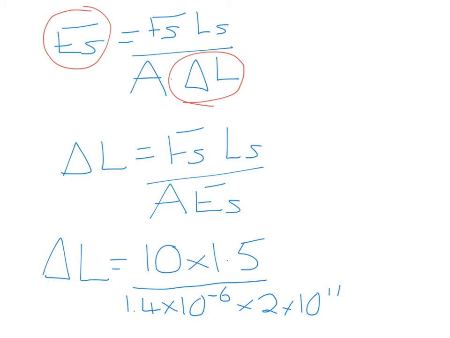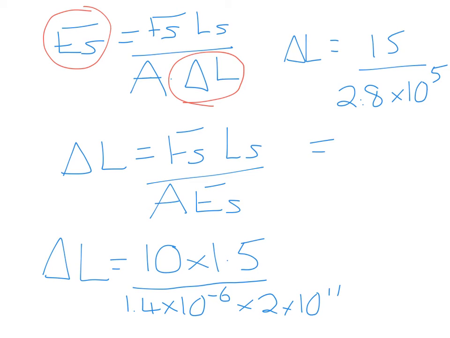Okay? Now, what I would do here, before you whack all that into your calculator, I'd simplify it. So the change in length, 10 times 1.5 is obviously 15. On the bottom, we've got 2.8, because 1.4 times 2 is 2.8. Decimal point in the middle there. 10 to the minus 6 times 10 to the 11. You add the powers of 10 when you're multiplying in standard form. Minus 6 plus 11 is 5. So that's going to be 2.8 times 10 to the 5.